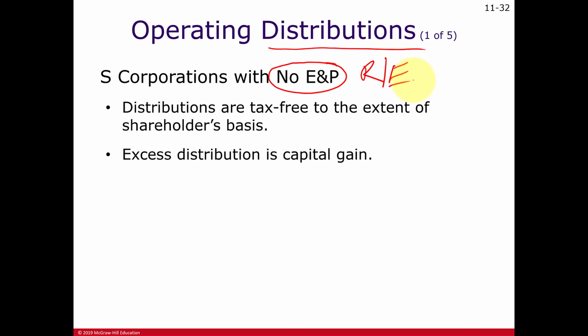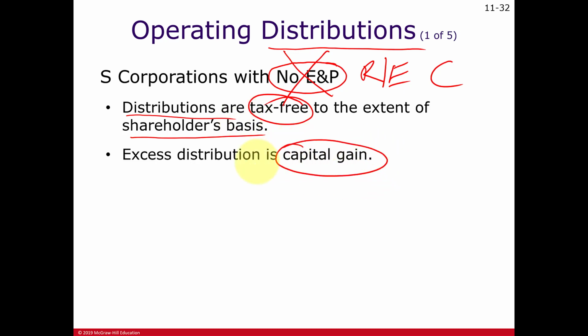So to the extent there are no earnings and profits, at least from the time the corporation was a C-type corporation, any distributions to the shareholder to the extent of their basis, again, is tax-free. And if you get more than that basis, the excess is going to be treated as a capital gain, probably a long-term capital gain if they held their stock for more than a year.